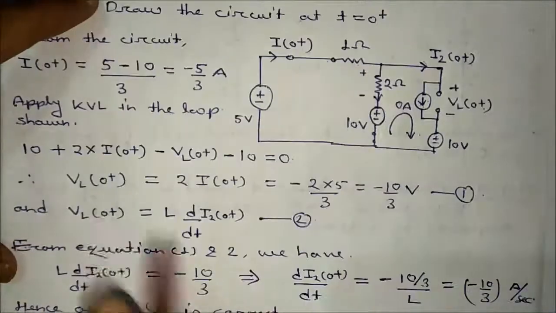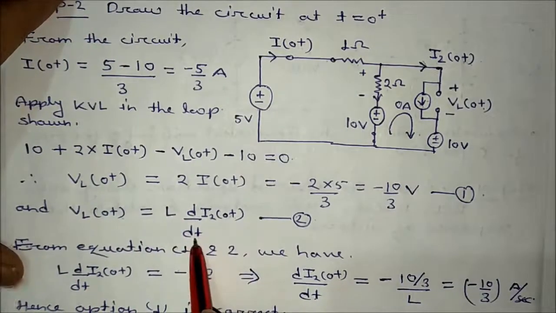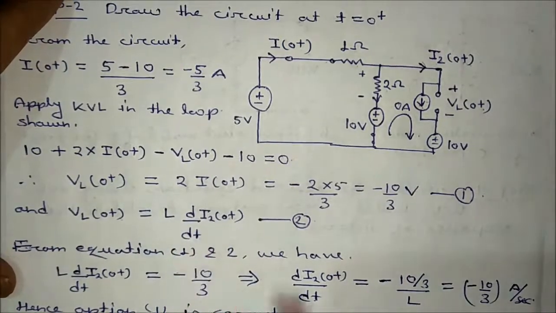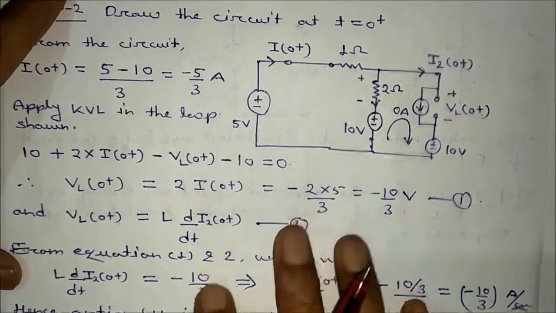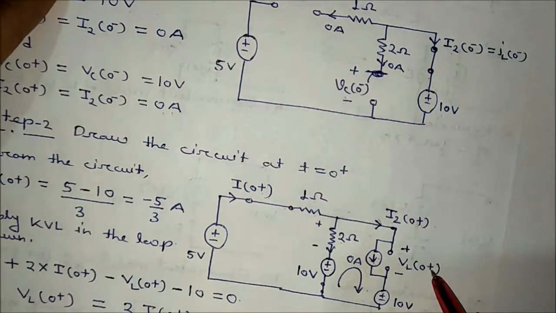So VL(0+) will be L di2(0+)/dt. So di2(0+)/dt is equal to VL(0+) divided by L. But we don't know the value of VL(0+). You see here, how much is this voltage? This is VL(0+).